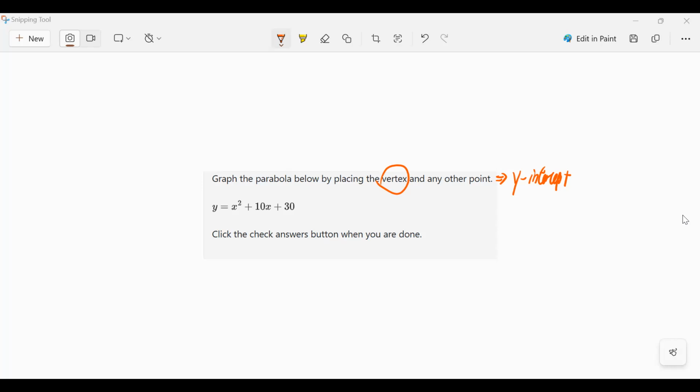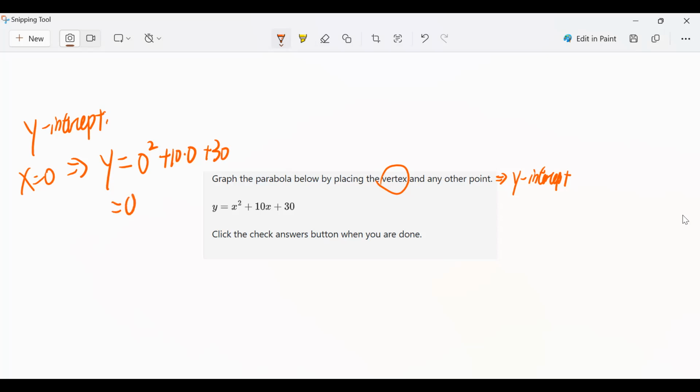Okay, let's go over the solution. So y-intercept first. In order to find the y-intercept, you set x equal to 0. And let's find the y value here. y equals 0 squared plus 10 times 0 plus 30. That's going to be 0 plus 0 plus 30. That's 30. So the y-intercept is (0, 30).